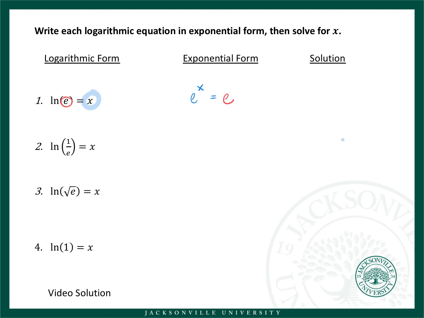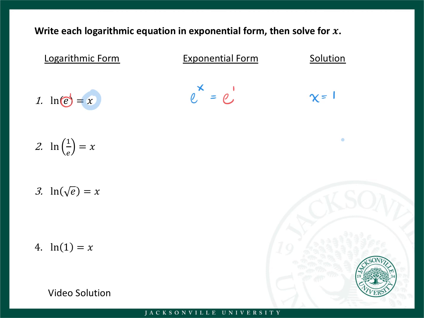So you can think of this as e to the first power. That means when you take the natural log of e, the natural log of e actually equals 1. So x equals 1. Okay, let's consider this second example. What is the natural log of 1 over e equal to? Well, it's equal to x.